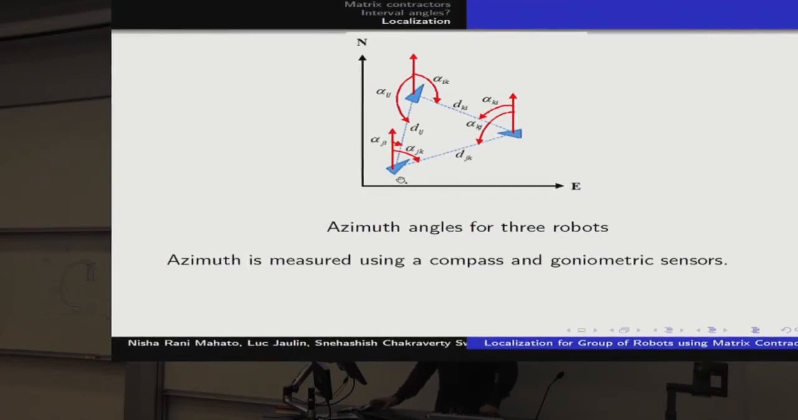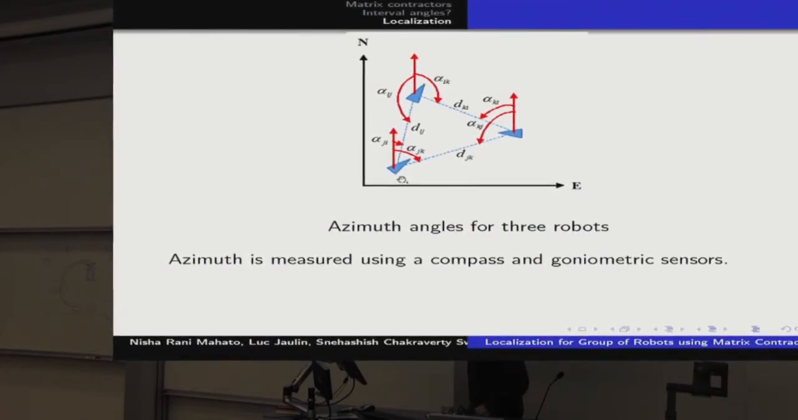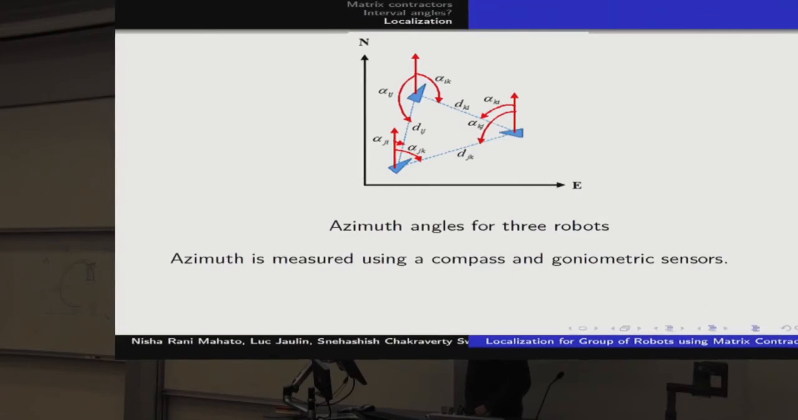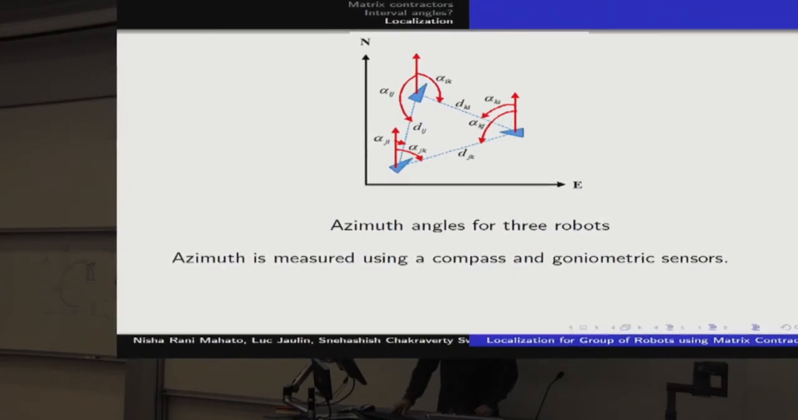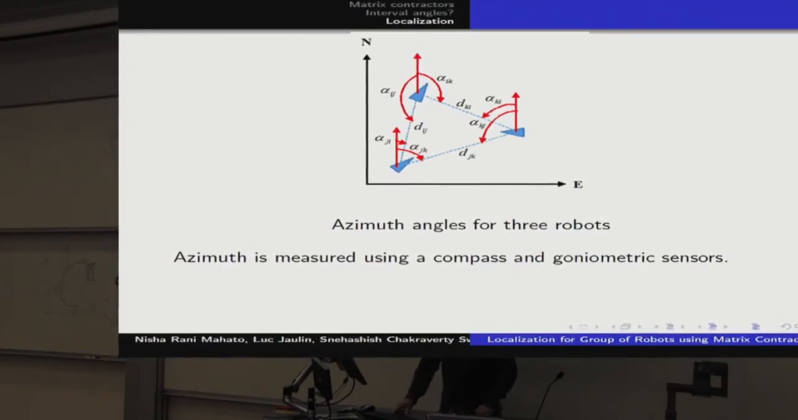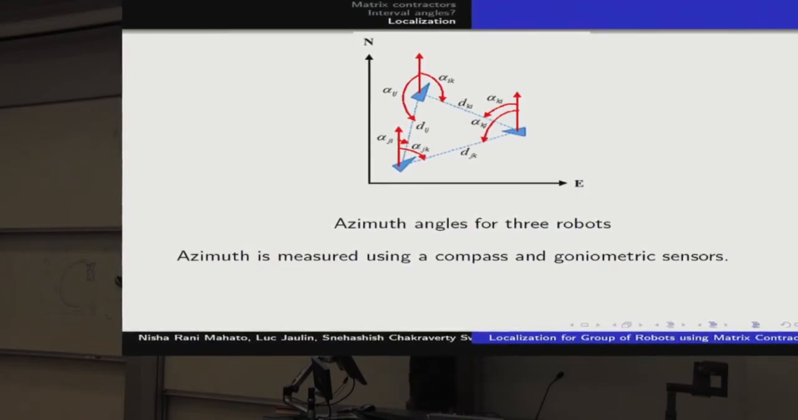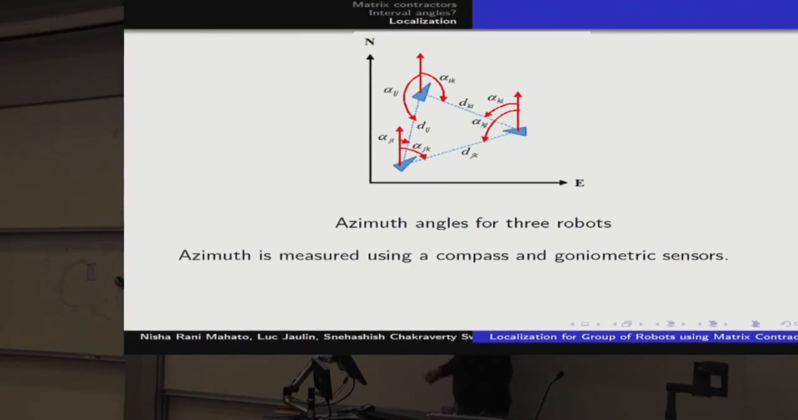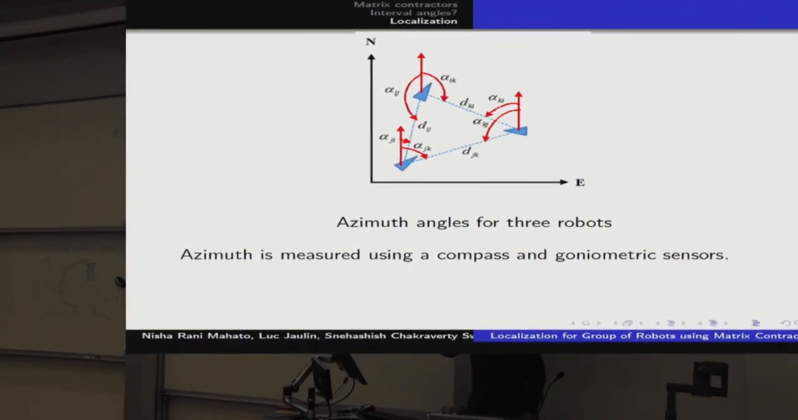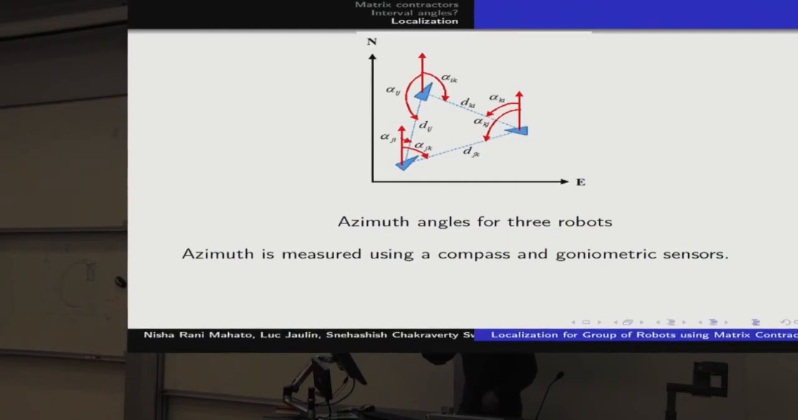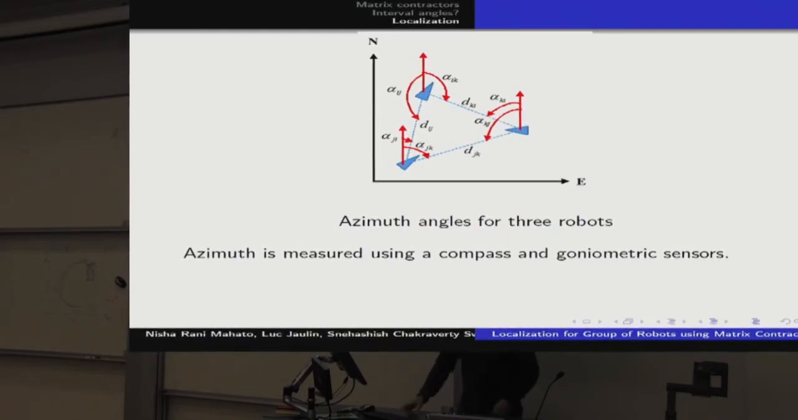You have azimuth angles. Each robot is able to know some information about the other robots. So it's azimuth angles, and these angles are obtained by a compass. You need a compass because of the north, but you also need some goniometric sensor, so an angle sensor. An angle sensor could be a camera. A camera gives you an angle.